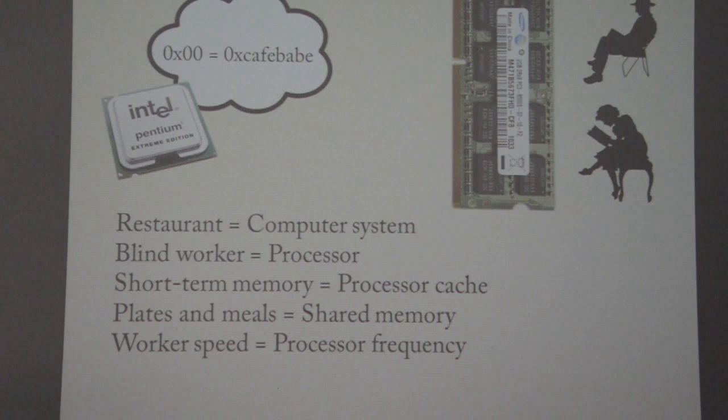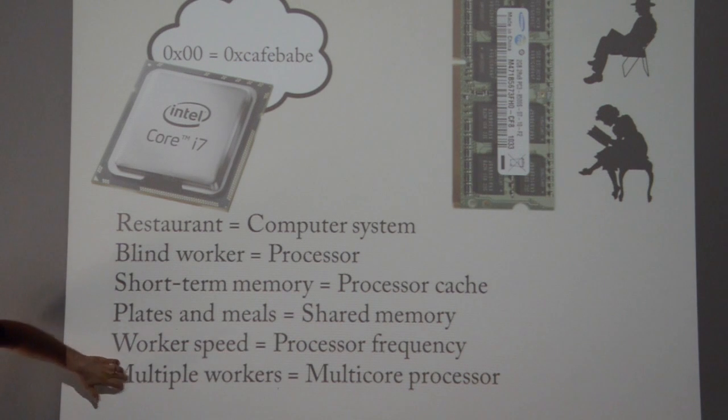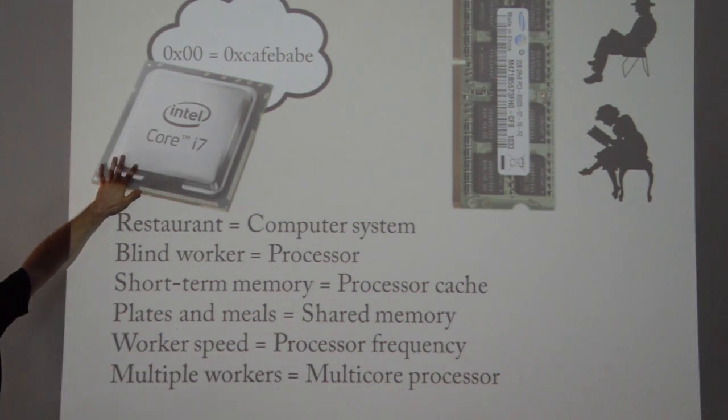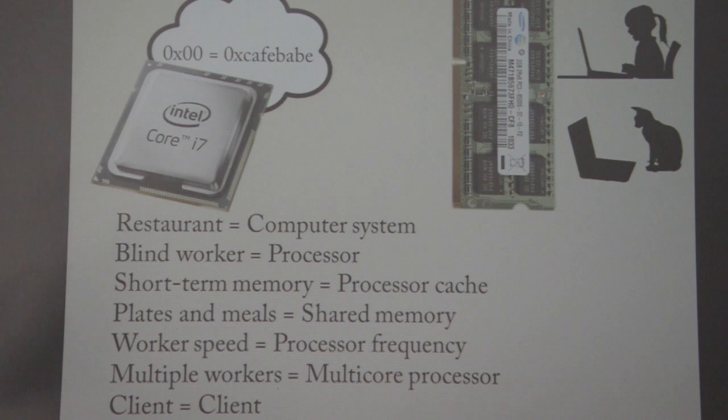And then at one point they couldn't do it anymore. So the way they decided to respond to this is by introducing multiple workers, or something called a multi-core processor. It's a processor which has many blind workers working on it and accessing this shared memory. And what are clients? Well, clients are clients.